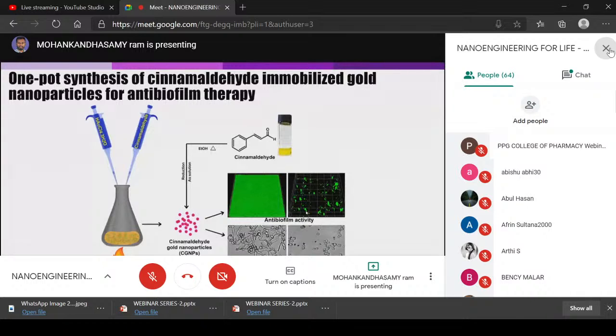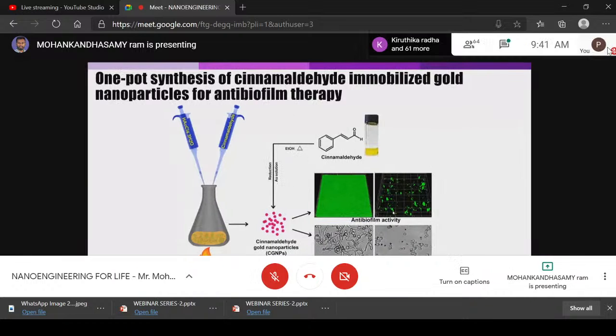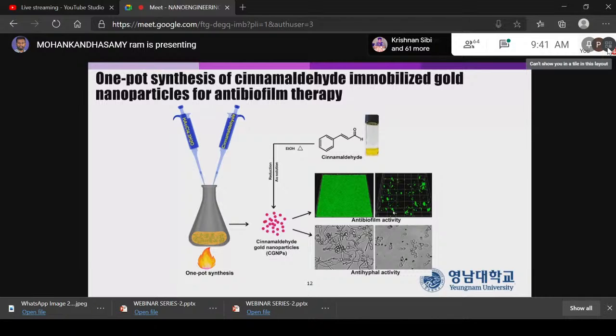So as a simple method, we used gold chloride in ethanol in the presence of heat, and it produced gold nanoparticles. These gold nanoparticles are highly active against bacteria as well as fungi. Fungi are stronger than bacteria and more dangerous, like 10 to 100 times stronger than bacteria. So these need to be of concern.